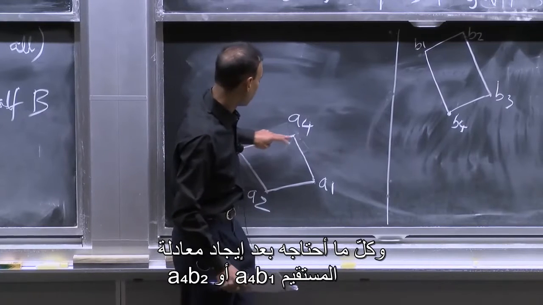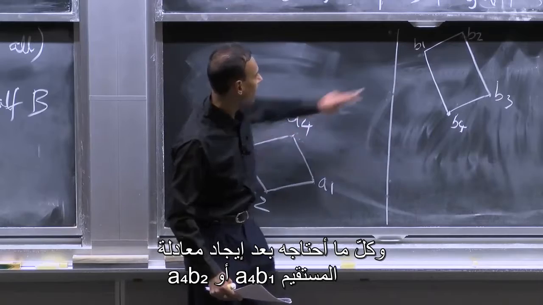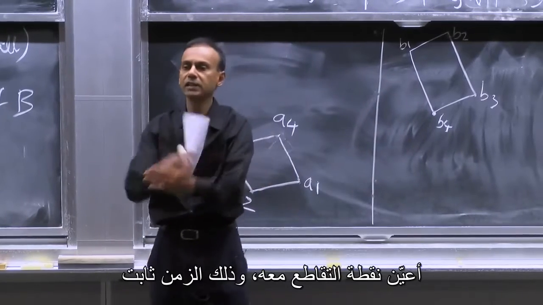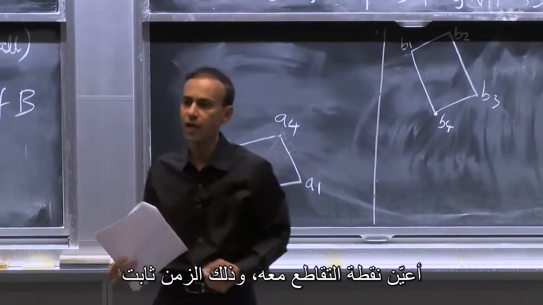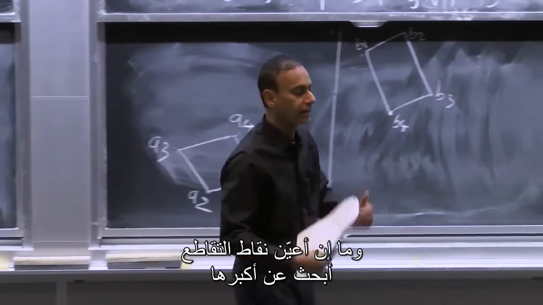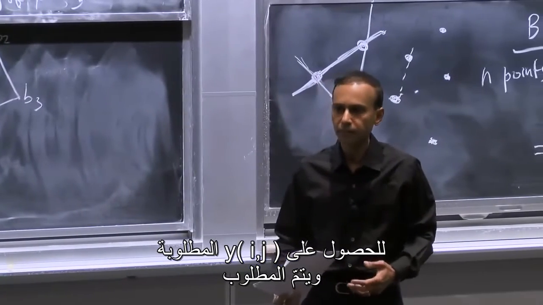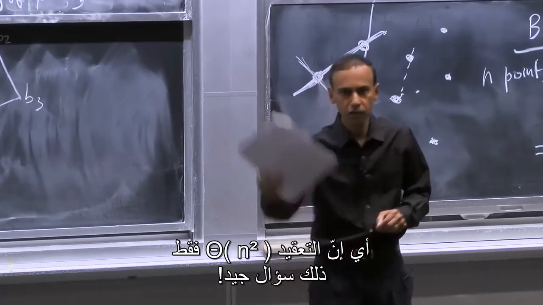And once I have the equation for the line associated with A4B1 or A4B2, I just have to find the intercept of it, which is constant time, right? And then once I find the intercept of it, I just maximize that intercept to get my Yij, so I'm good. Okay? So it's only theta n squared. Right? Good question.